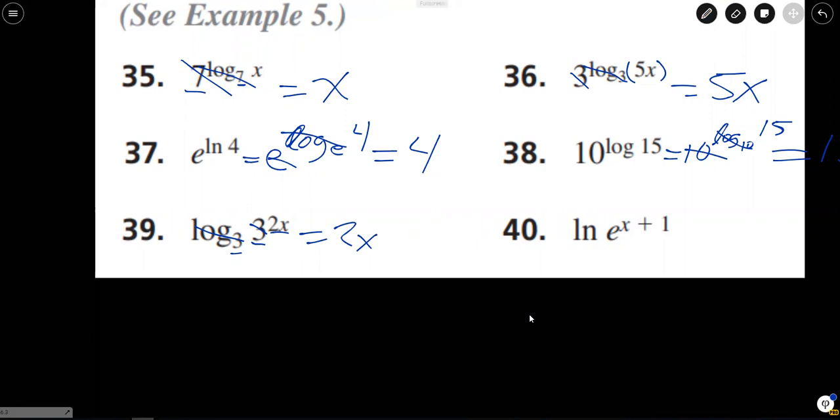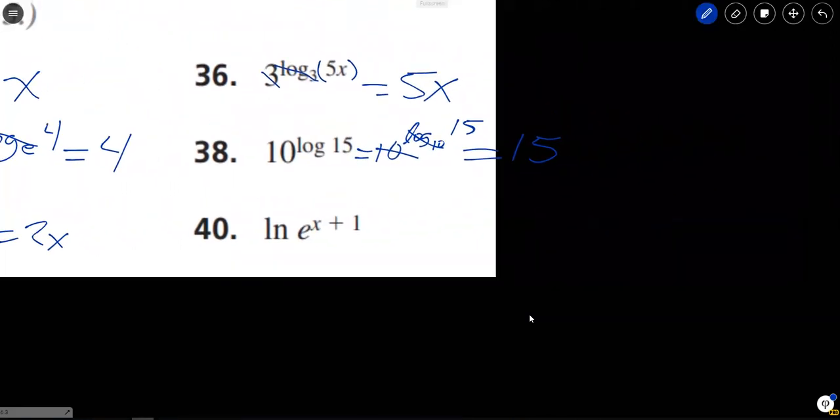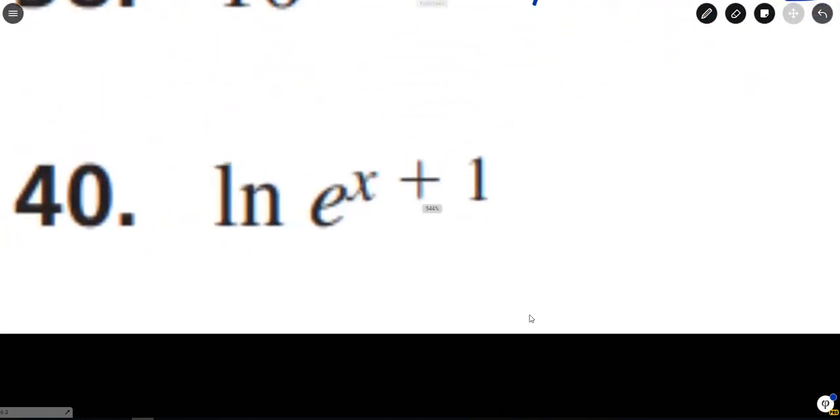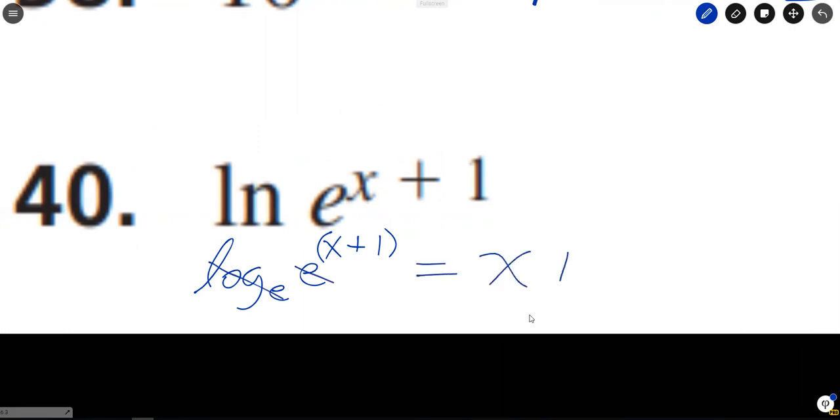And then finally, this last one's a little bit funny, but don't let it freak you out. The natural log of e to the x plus 1. Well, this is just the equivalent. I'm going to zoom in here so I have some space to write. This is the equivalent of writing log base e of e to the x plus 1 power. I'm going to put this in parentheses. Well, now I can see what cancels. These cancel and these cancel, which results in my final answer just being x plus 1.